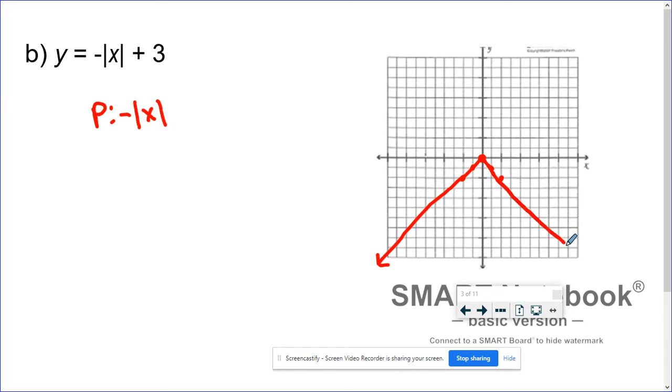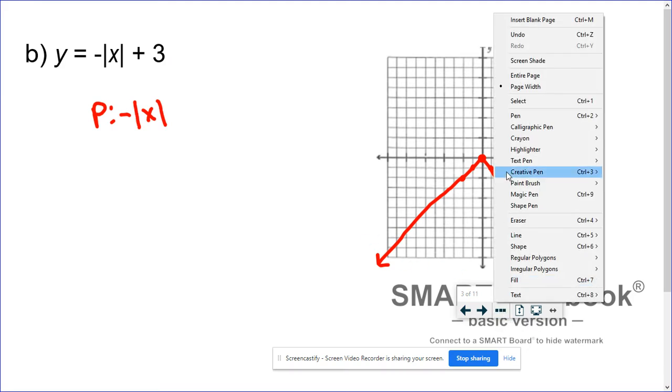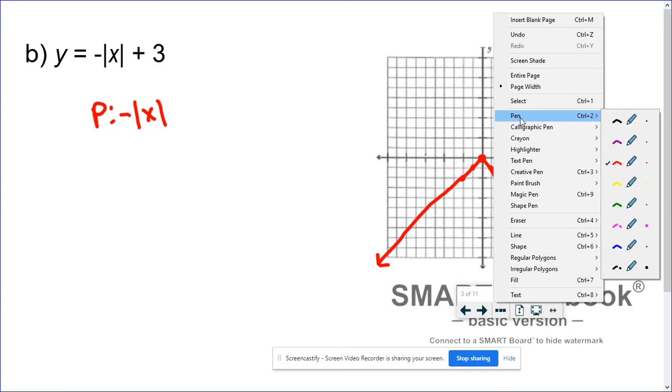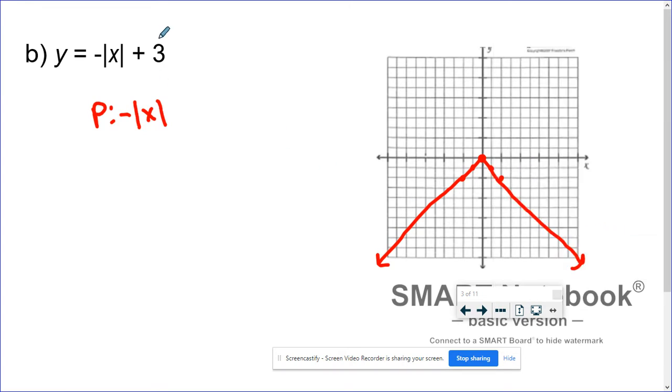Why don't you pause now and try to do what you think the plus 3 will do. All right, so pause now and then come back. Okay, so let's check to see if you got it right. The plus 3 is going to move it up 3. So I'm just going to take those 5 points that I plotted and move them all up 1, 2, 3. And it should look like that. Well, I did an extra point, doesn't matter. Draw your lines through that. And again, it's the exact same shape, up 3.